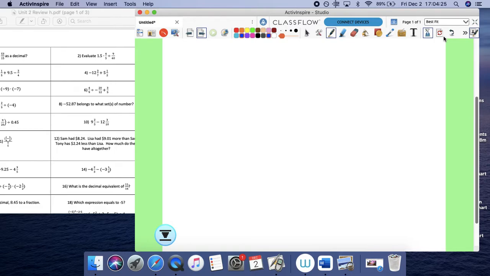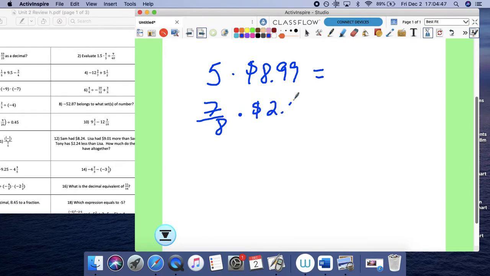Okay. Olivia buys the items below at a grocery store. 5 packages of bacon at $8.99 per package. So 5 times $8.99. And then she's going to buy 7/8 of a pound, not a full pound, of apples at $2.99. And then 2.5 gallons of organic apple juice. And every gallon is $7.49.